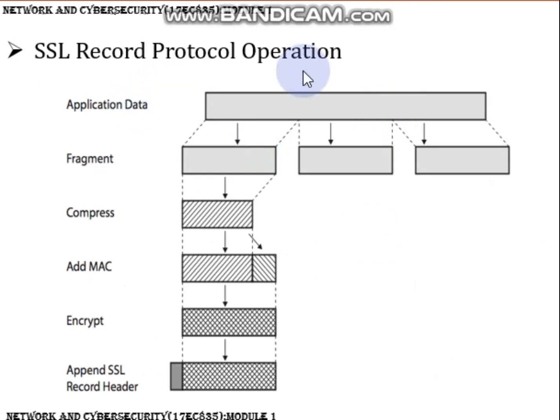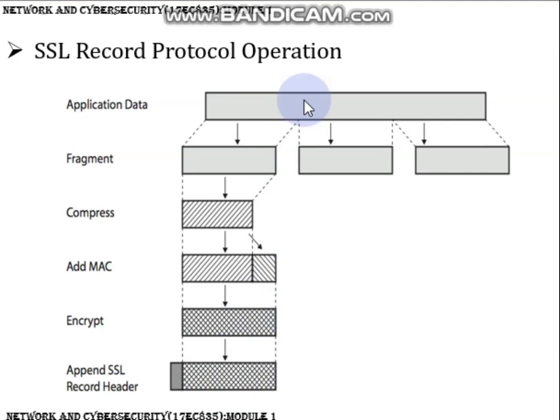SSL record protocol operation. There are various phases involved in this SSL record protocol operation. That is the application data from the higher layer, and these are the fragment portions. Then the operation of compression. Then addition of message authentication code. Then encryption. After this, SSL record header is appended to the encrypted data. Let us have a detailed discussion on each step.